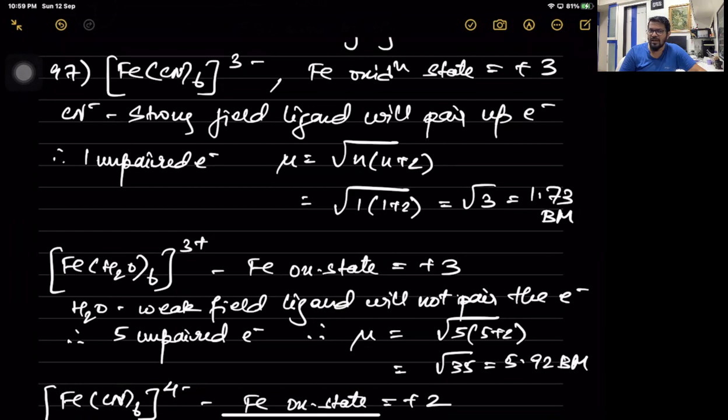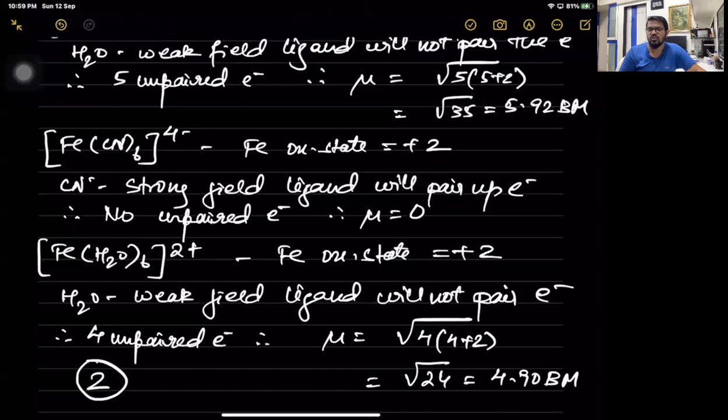Fe(H2O)6 3 plus, that's hexaaqua ion 3. Fe is plus 3. Water is weak field, so it will not pair up, so 5 unpaired electrons. So it's root 35, that's 5.92. Then Fe(CN)6 4 minus, there Fe is plus 2. Cyanide will pair up, so no unpaired electron. So no magnetic moment, mu is zero. And last, Fe(H2O)6 2 plus, Fe is in plus 2 state. Weak field ligand, so it won't pair up. So 4 unpaired electrons, so root 24, that is 4.9. So the correct option is 2.